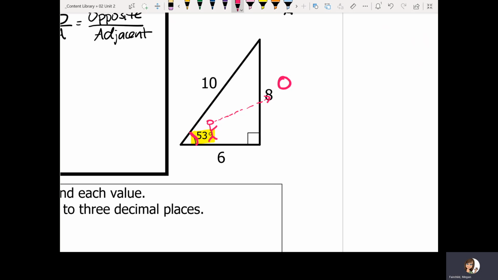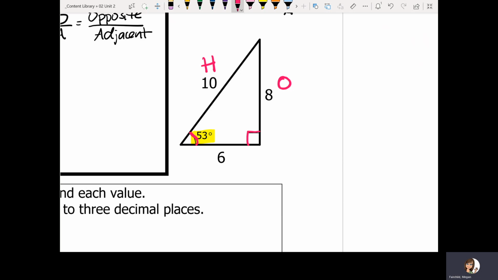We also need to label hypotenuse, right? We need that for sine, O over H. So the hypotenuse would be which side, 6 or 10? He said in the video how to recognize it. Do you remember? Opposite the right angle is always the hypotenuse.